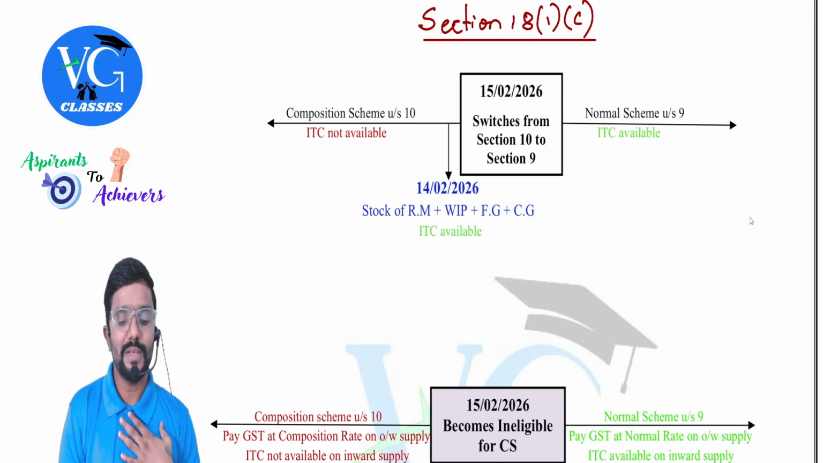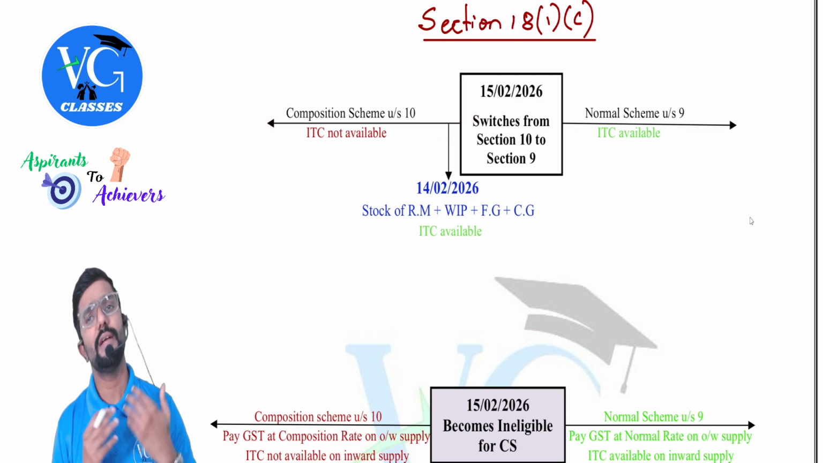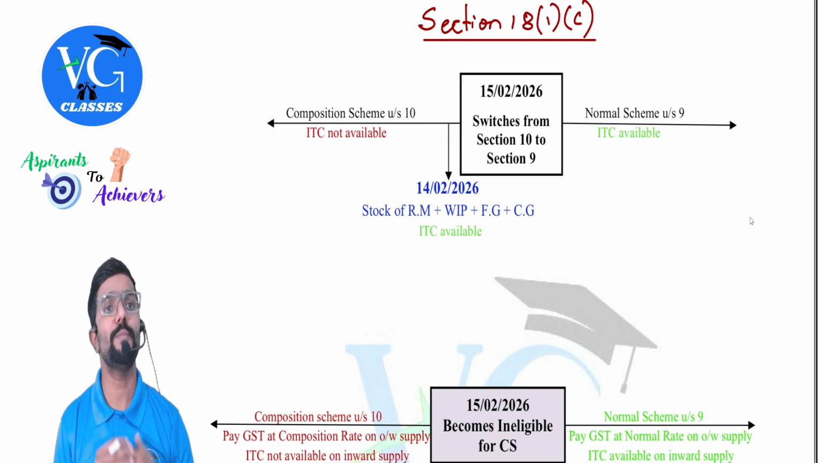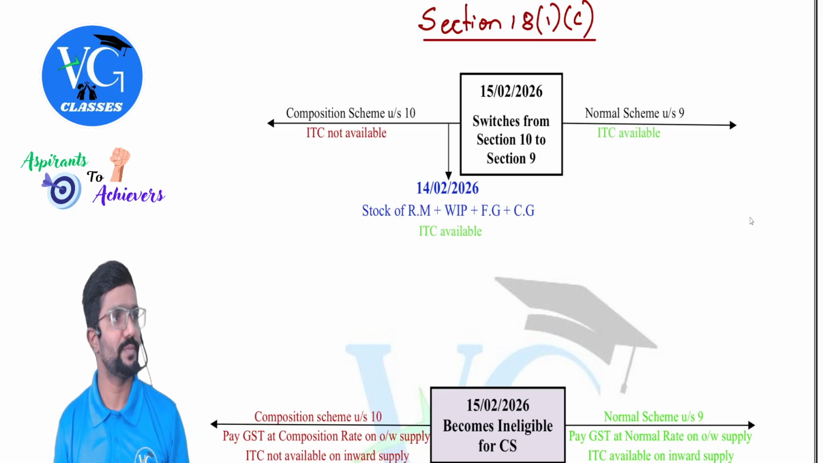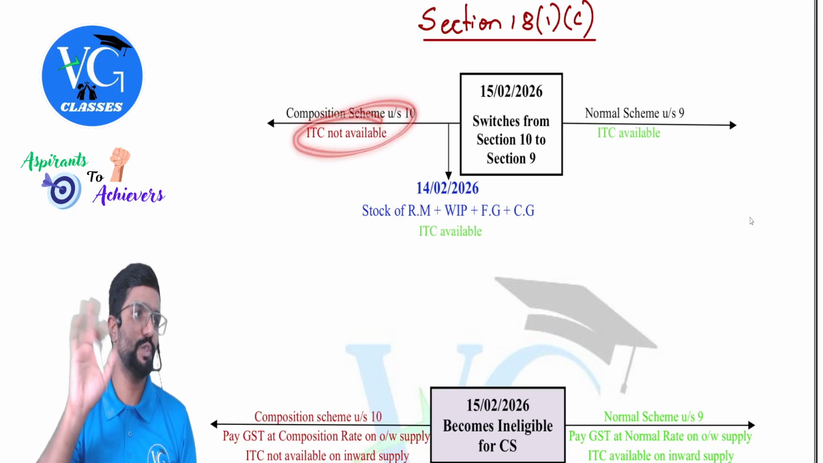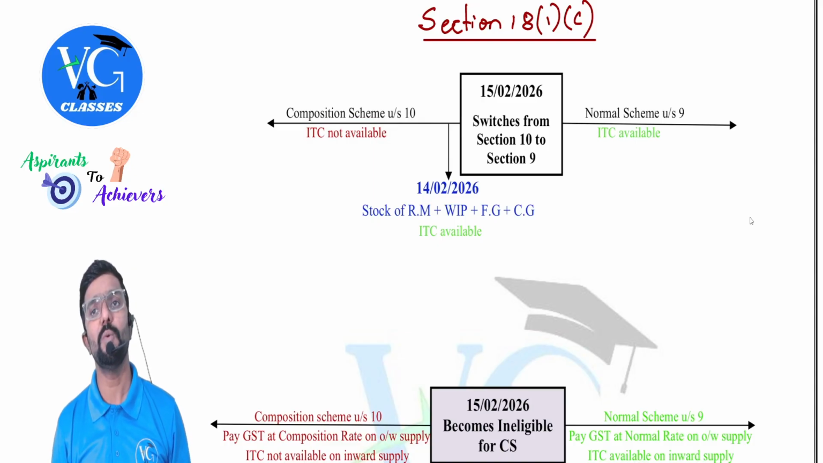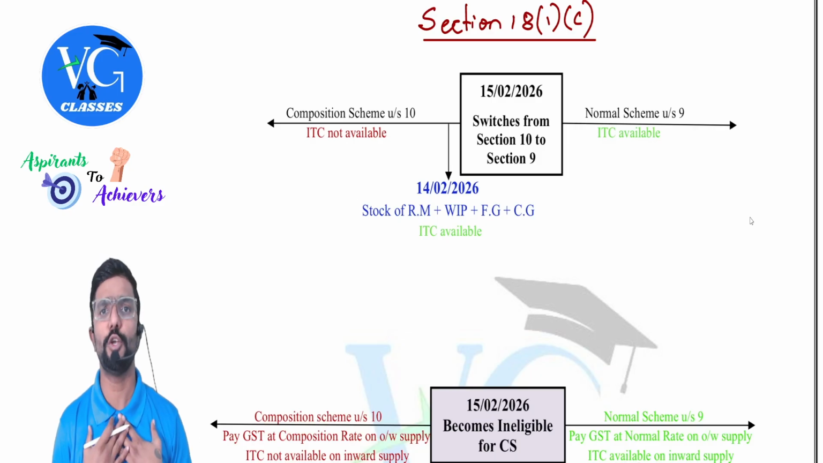Okay, sir. I was registered under section 10. I was paying tax under composition scheme at composition rate. Can I claim ITC, sir? No, sorry. On your inward supply, even though you have paid tax at normal rate, you cannot claim credit. That is what the department told me. Because you are a composition supplier, you cannot claim credit.